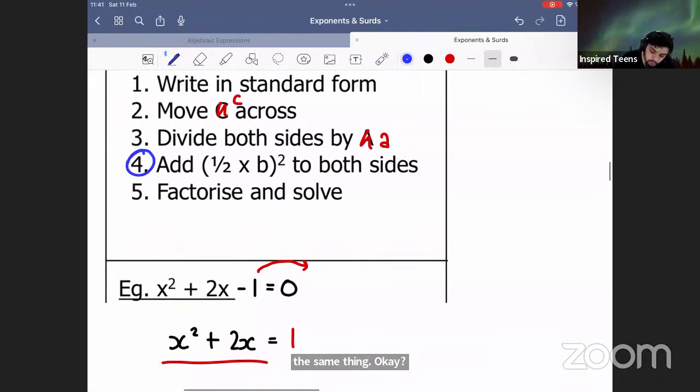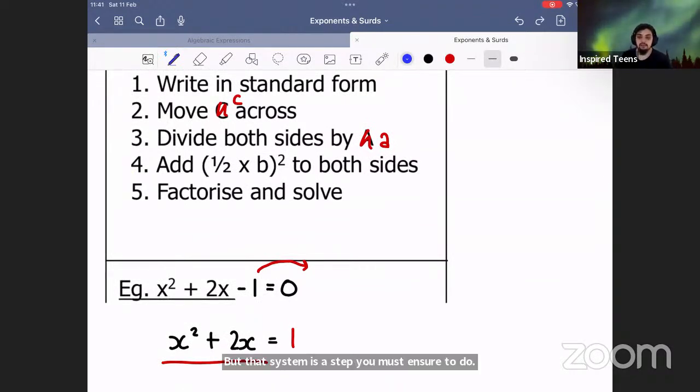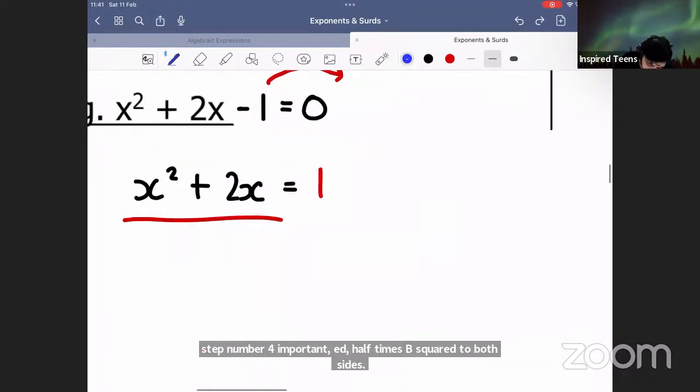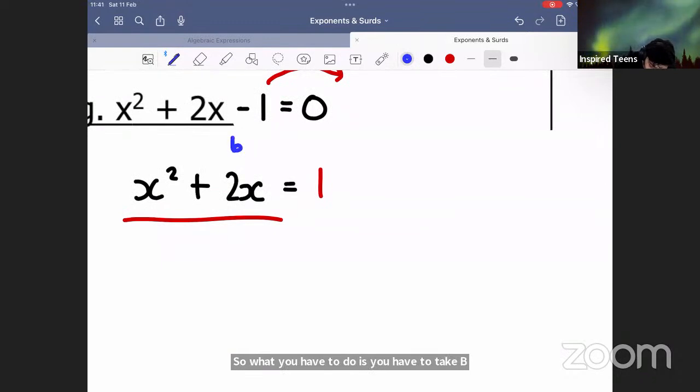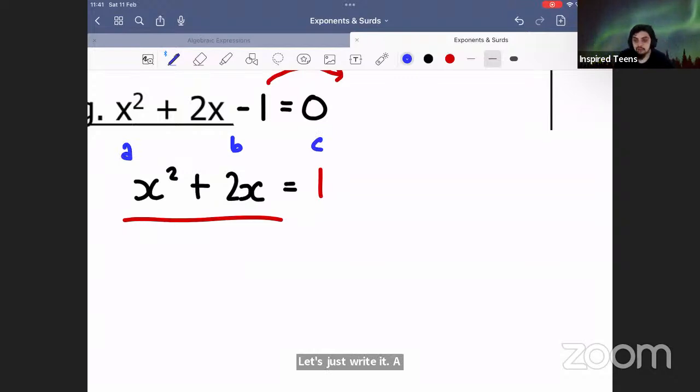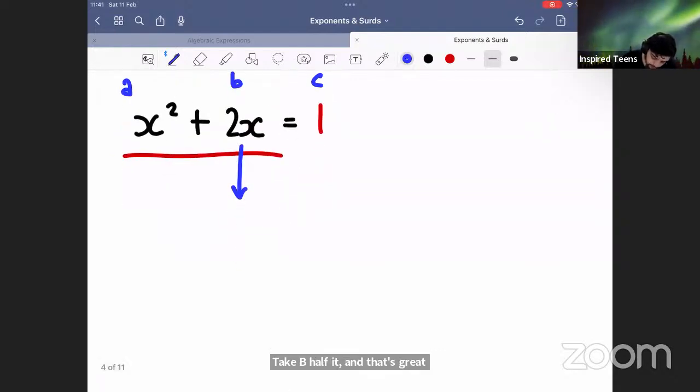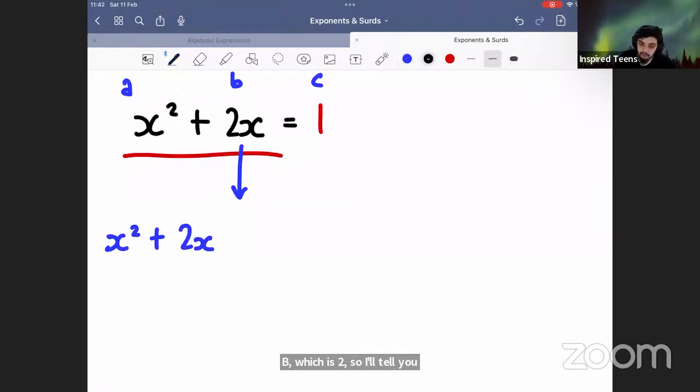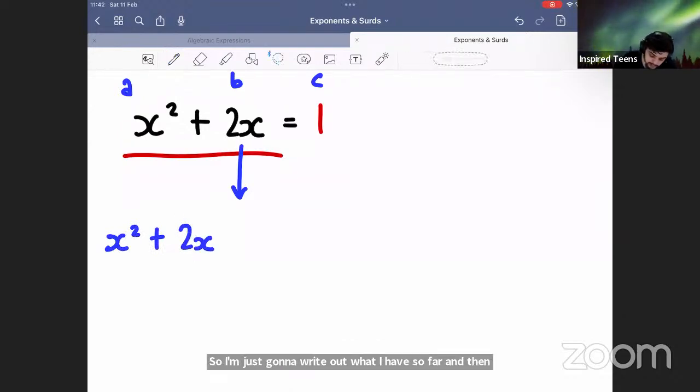Now, step number 4, important. Add half times b squared to both sides. So what you have to do is you have to take b. Let's just write it above b. A is there. And that's actually c. So you have to take b, half it, and then square it. B, which is 2. So I'll tell you, you have to actually add it to both sides. So I'm just going to write out what I have so far. And then I'm going to take, let's actually do this.